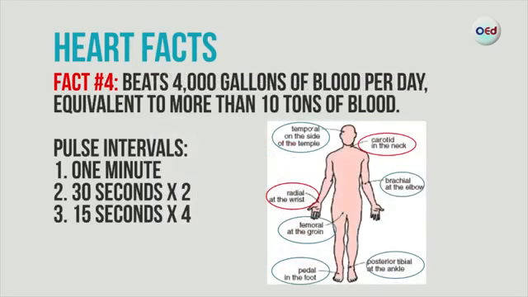Fact number 4. On average, our hearts beat 4,000 gallons or 10 tons of blood per day. Can you imagine this machine in your system doing this? This is a sign of life that can be felt through the different arteries that radiate pulses outside of the body. The two arteries that are commonly used for pulse rates are the carotid and the radial arteries.